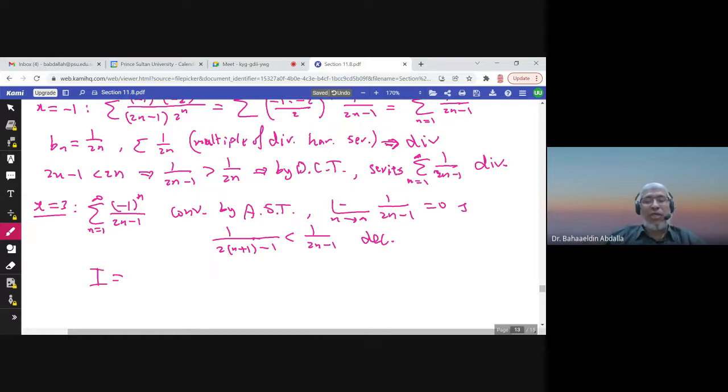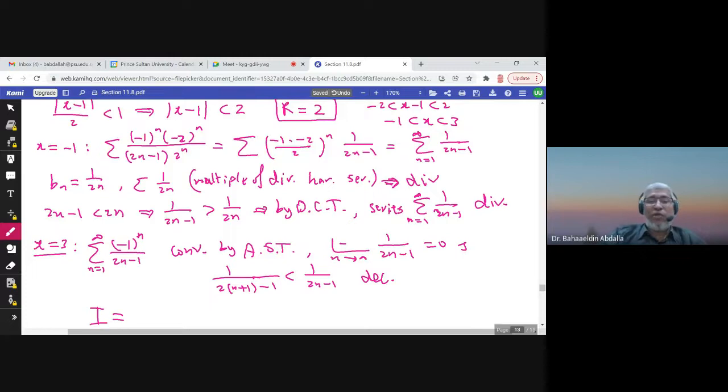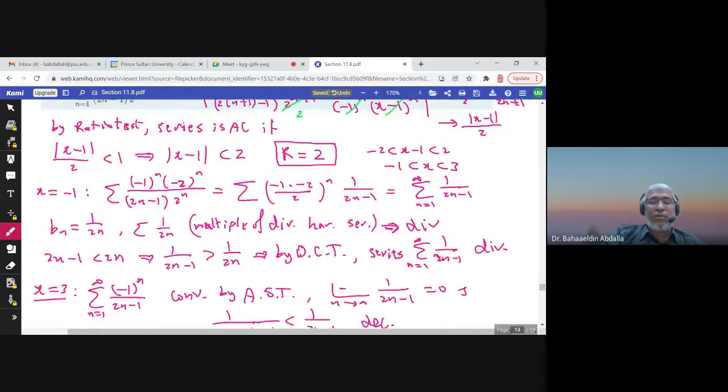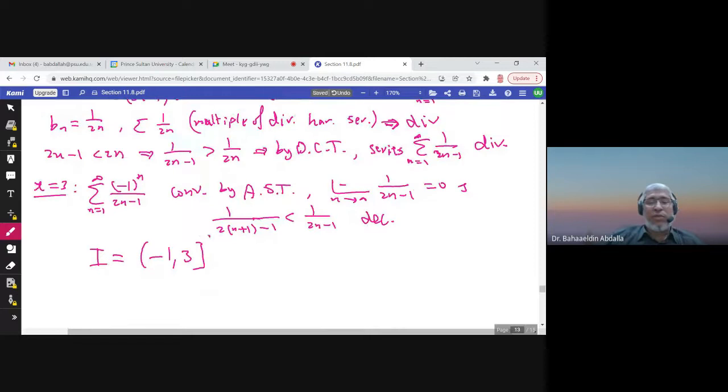So the interval of convergence should be from negative 1 to 3. At negative 1 it is divergent, but at 3 it is convergent. So this is the interval of convergence.